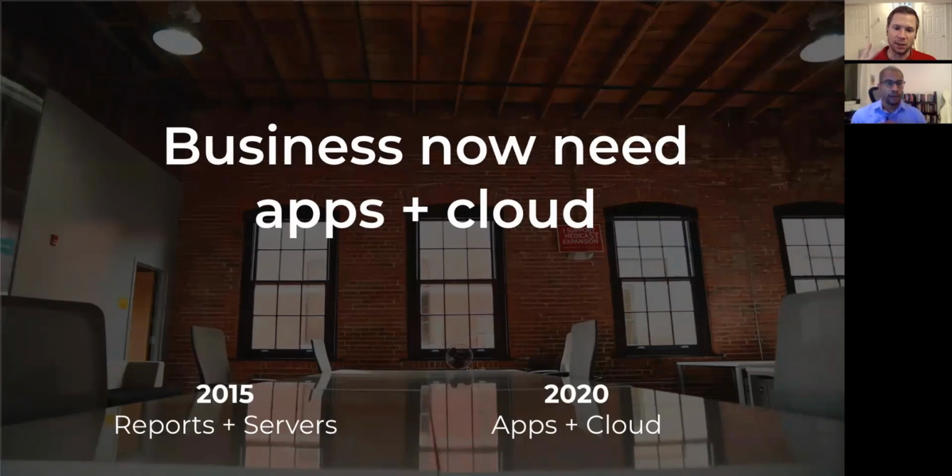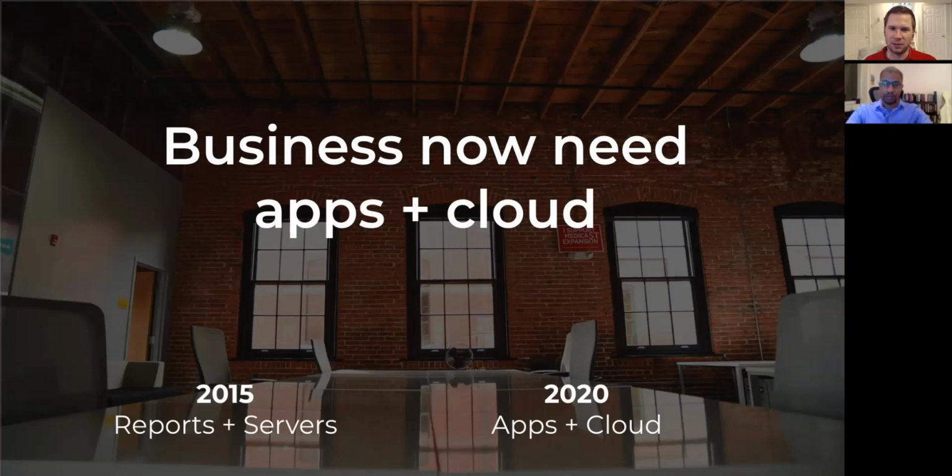Okay, so just to pull this all together, what do businesses now expect? They expect two things: apps and cloud. So in 2015, data scientists were developing reports using machine learning, and that's what the executives wanted to see: hey, what's going on with my business? How is that sales demand forecast going to play out for the next couple of months?